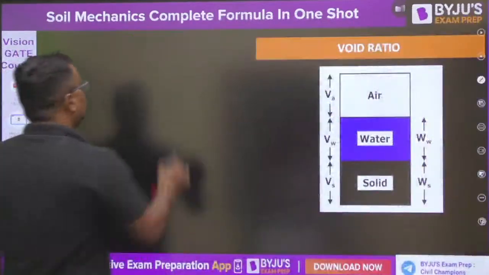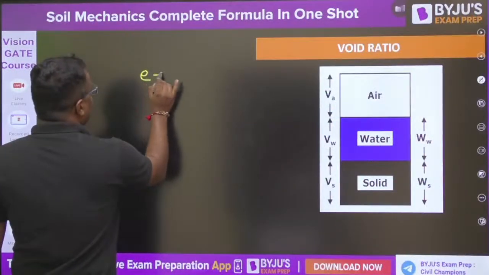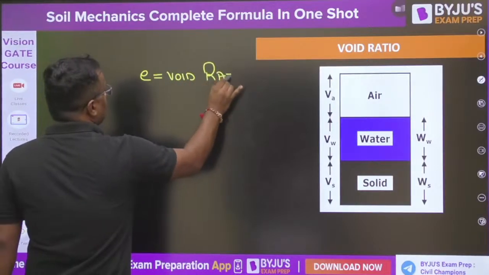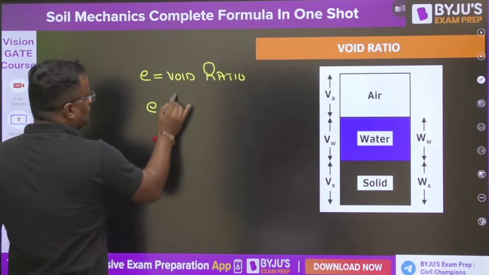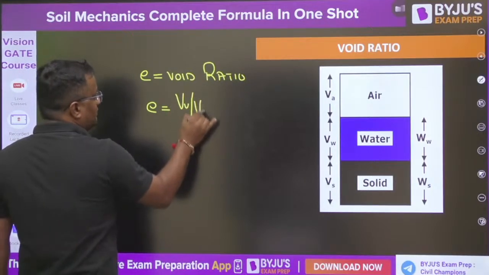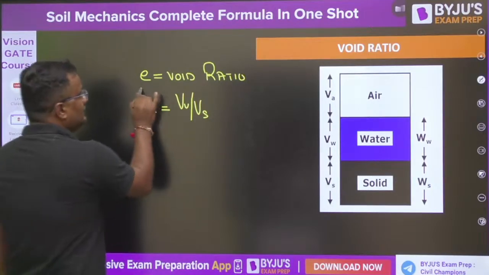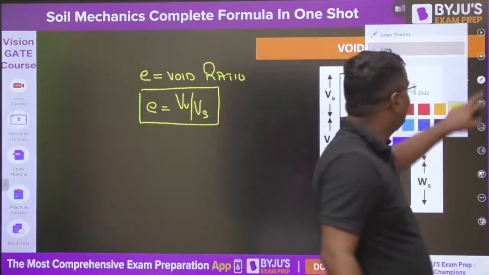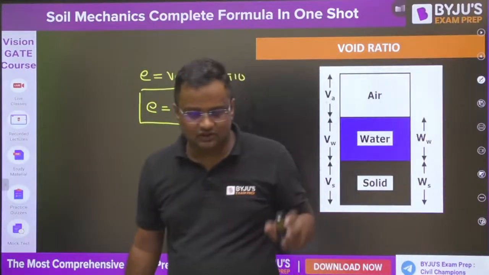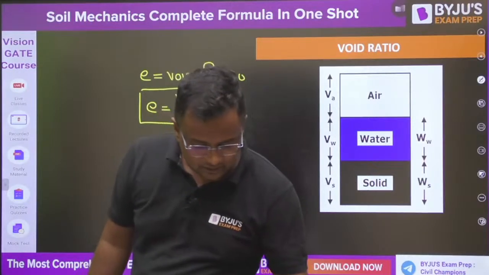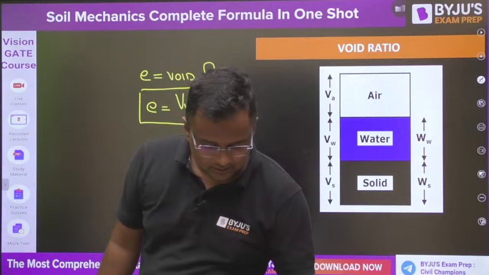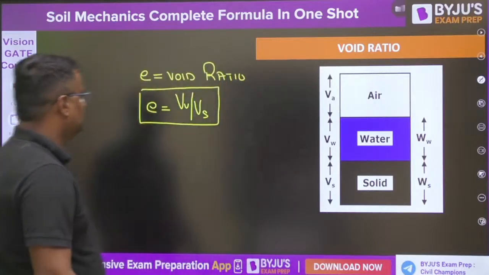Now, what is void ratio? It is represented by e. e is equal to volume of voids by volume of solid. Guys, no need to write down; I'll tell everything and I'll be sharing my PDF with all of these things. Don't be writing all of this.